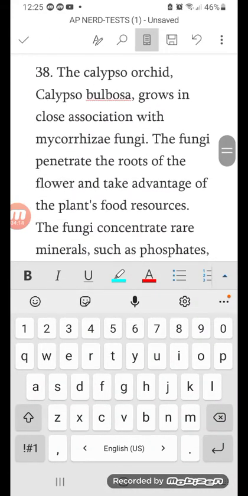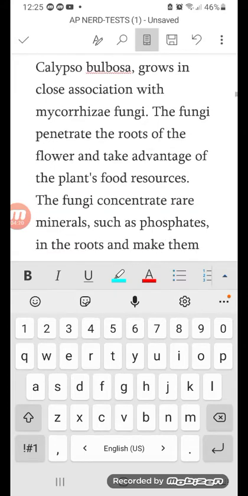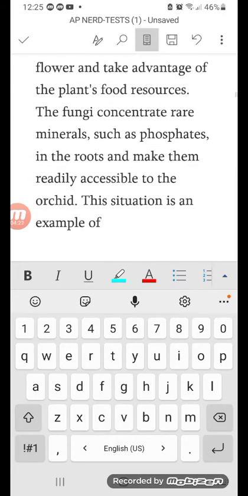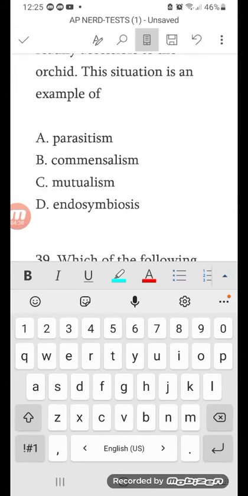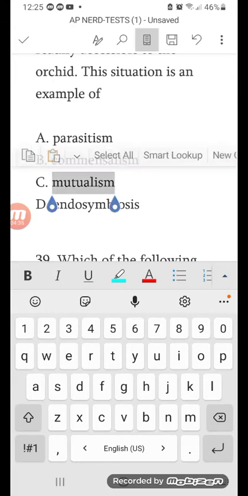The Calypso orchid, Calypso bulbosa, grows in close association with mycorrhizal fungi. The fungi penetrate the roots and flowers, taking advantage of the plants. The fungi concentrate minerals such as phosphates in the roots and make them readily accessible to the orchid. Easy. All this is a mutualistic relationship.